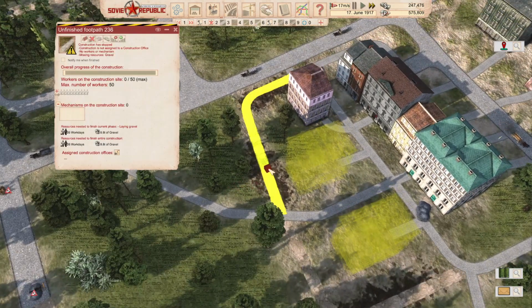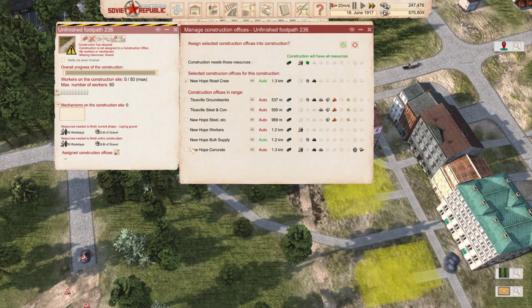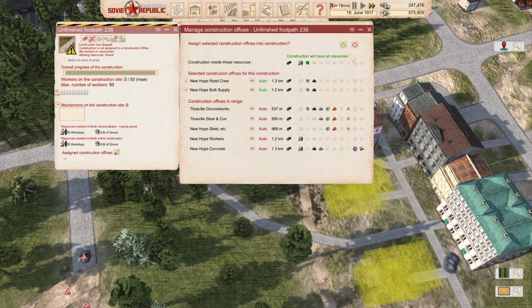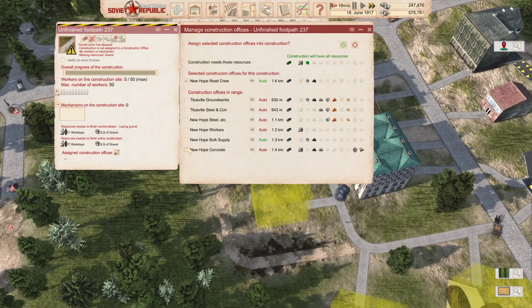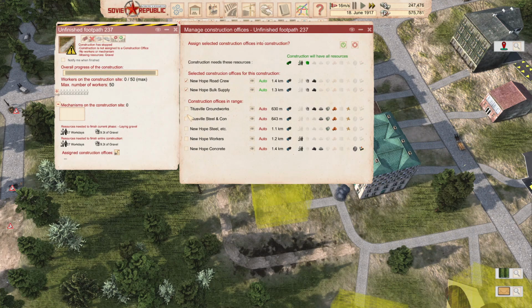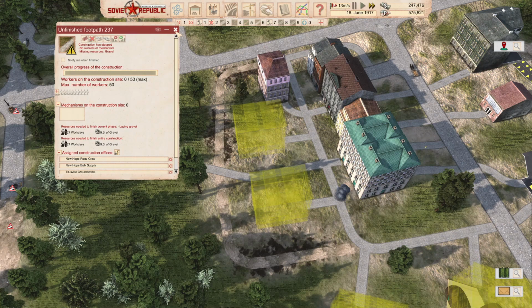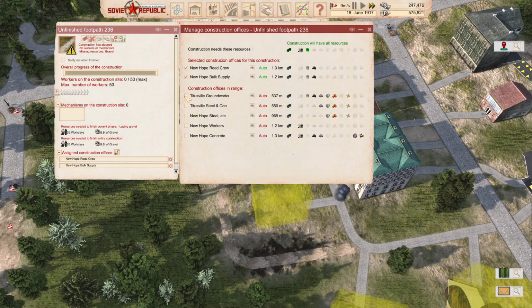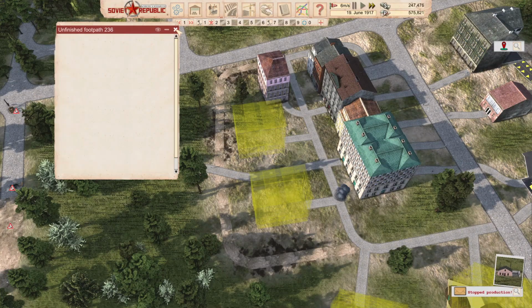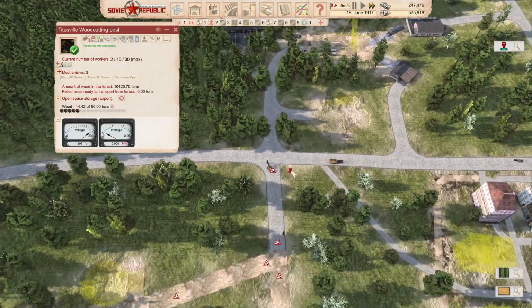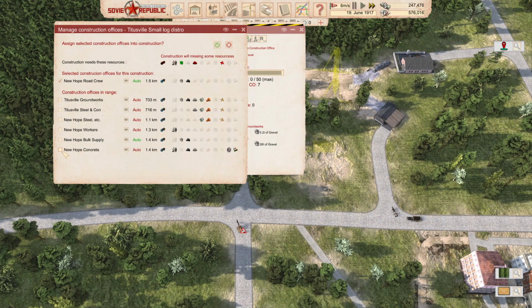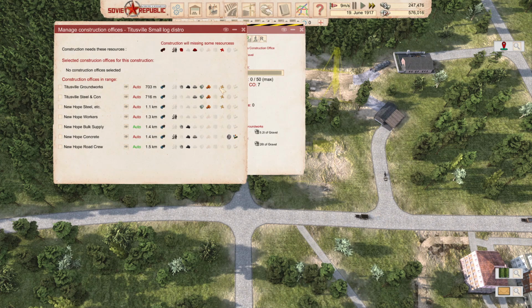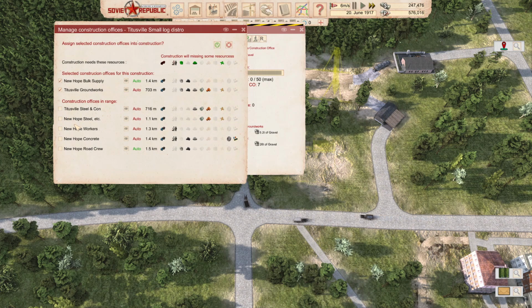So we're just going to get our New Hope Road crew bulk supply onto that one. These are going to be long enough for these guys to do it, and we'll get Titusville Groundworks onto it as well. Actually, we'll put Titusville Groundworks onto there as well. And actually, we need to build this, don't we? Sorry, road crew. Actually, no. We don't need the road crew. We need bulk supply, Titusville Groundworks.